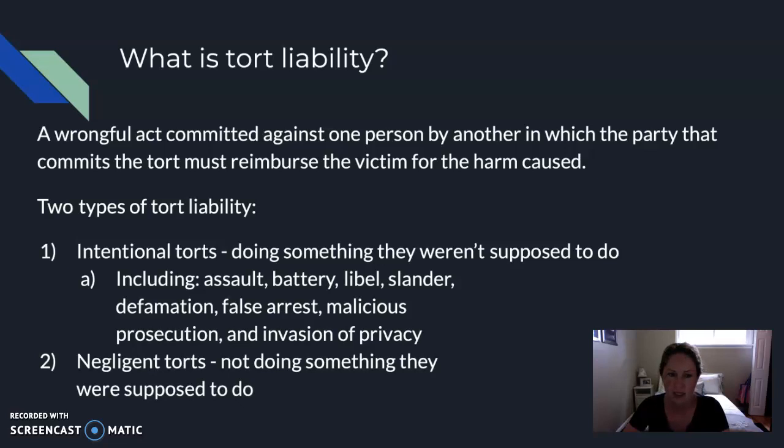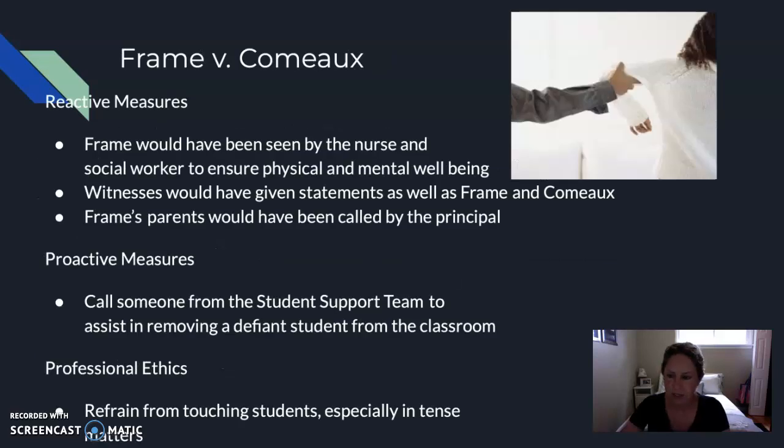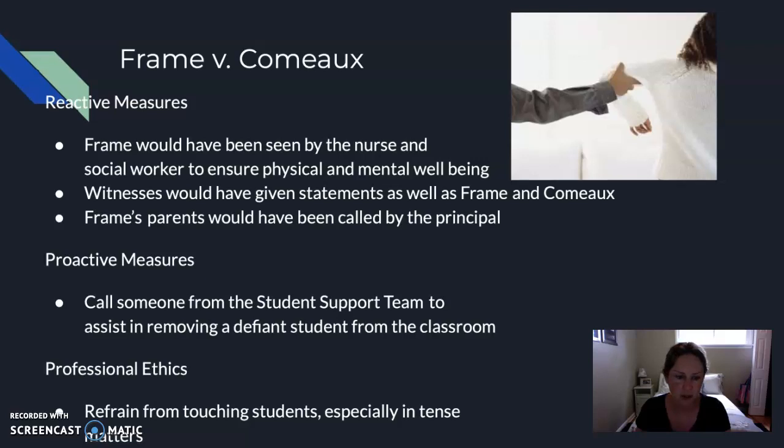The first is an intentional tort, which is something you do that you weren't supposed to do. This can include assault, battery, libel, slander, defamation, false arrest, malicious prosecution, and invasion of privacy. And the second type of tort is negligent tort, so not doing something they were supposed to do. Now we're going to take a look at 5 different court cases, so I'll give you some background information first.